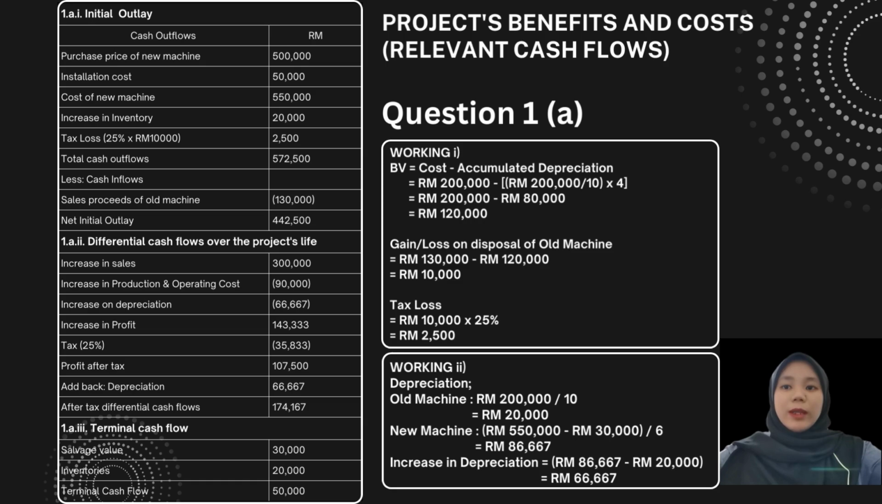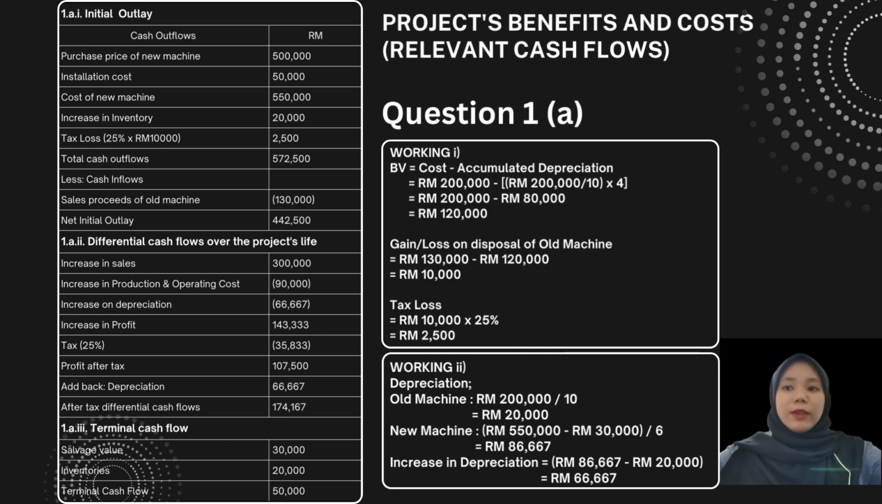Next, we need to add the working capital cost, which consists of the cost of increase in inventory and the tax loss to get the total cash outflow. The tax loss calculation is as in working one. Then we minus the total cash outflow with the cash inflow, which is the sales proceeds of the old machine, to get the net initial outlay.